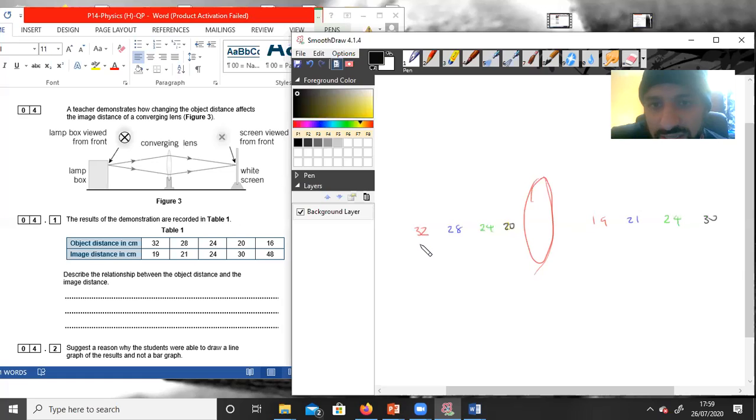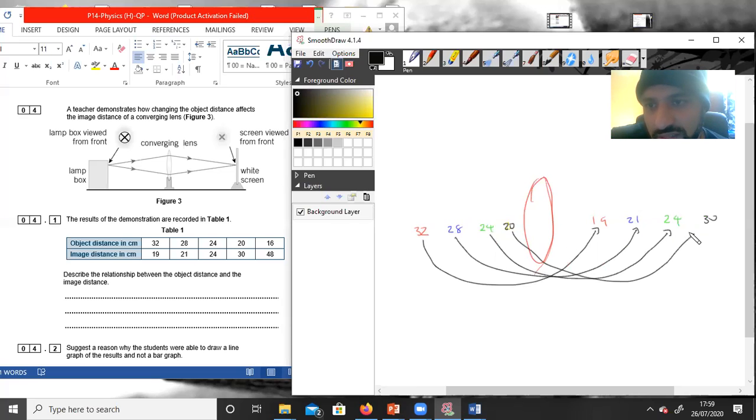So you can see, the further I am from the lens, what's happening? This matches to that, this matches to that, this matches to that, and this matches to that. So the closer you get to the lens, the further the image gets. The closer you get to the lens, the further the image gets. So does that make sense, guys?